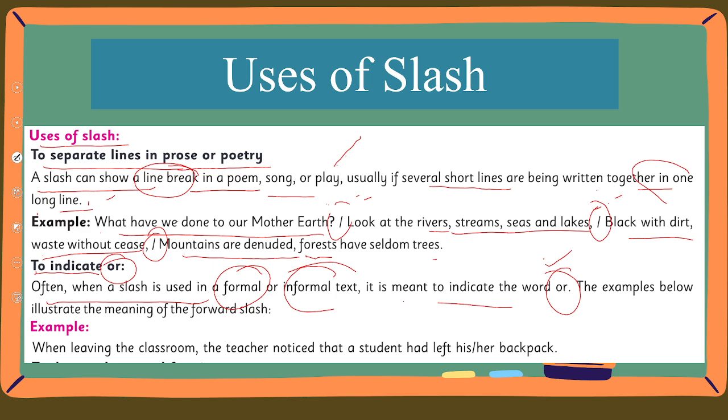The examples are: when leaving the classroom, the teacher noticed that a student had left. Now, either the student is male or female, it is shown by these two pronouns. This is for male, this is for female, but the teacher is not sure whose backpack that was. So she used the slash his, her in the writing. The teacher noticed that a student had left his or her backpack. So instead of using or, we are using the forward slash.